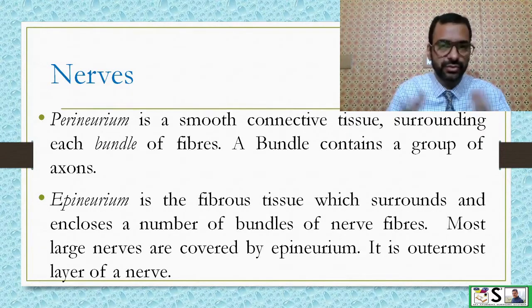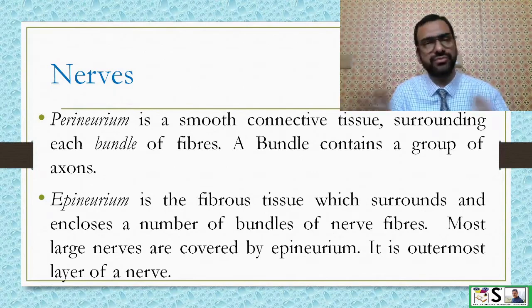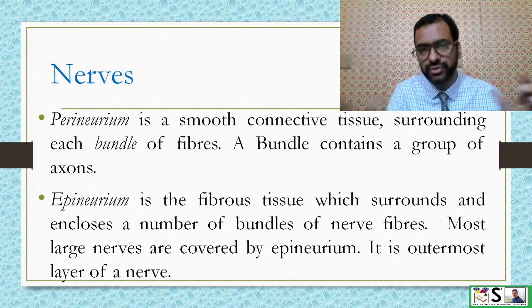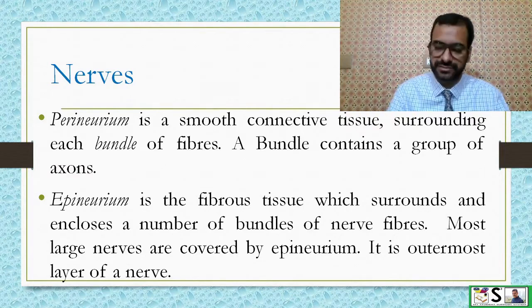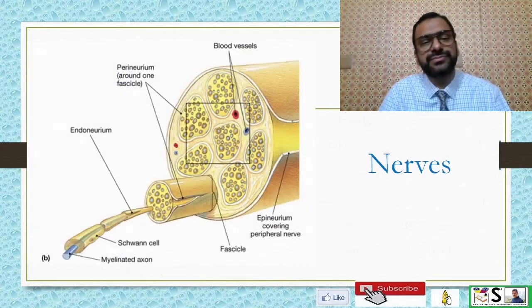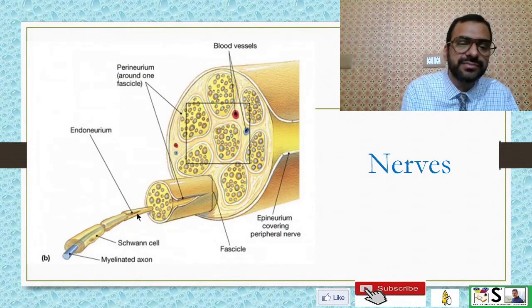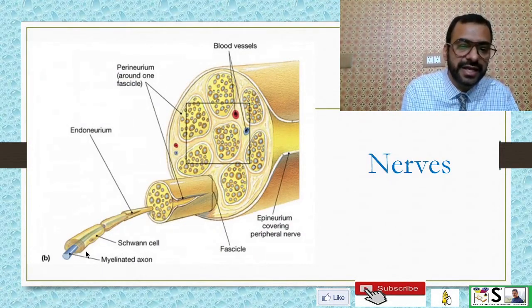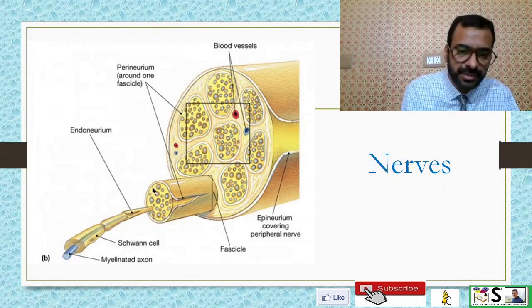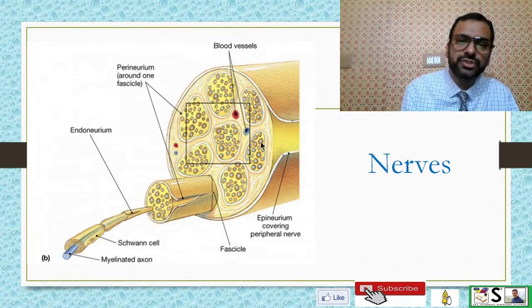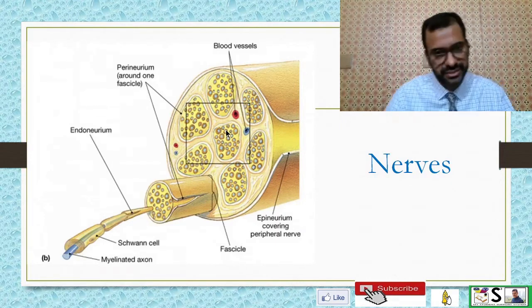It should be clear to you that a nerve contains a lot of neurons and axons and nerve cells. Here you can check that this is one axon, this is a bundle of axons, and this is the whole nerve which contains many bundles.